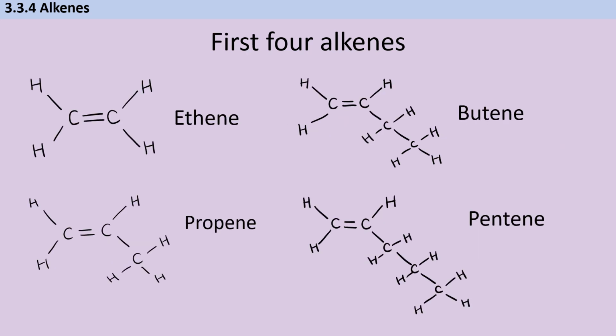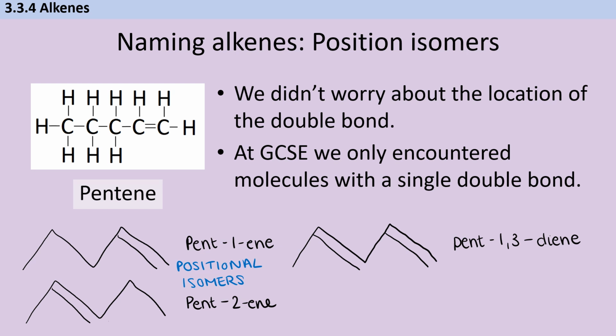During the GCSE, we named the first four alkenes as ethene, propene, butene and pentene, but now in A-level we start referring to the position of the double bond and also encountering dienes and trienes. So rather than just referring to pentene, we can now have positional isomers like pent-1-ene and pent-2-ene. And it's also possible for us to have molecules that contain more than one double bond. So this third example is penta-1,3-diene.